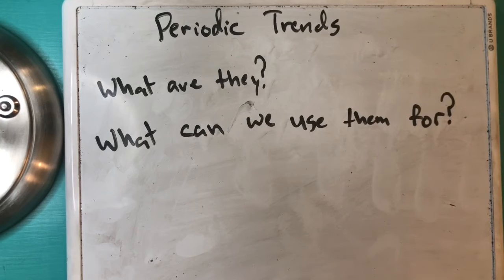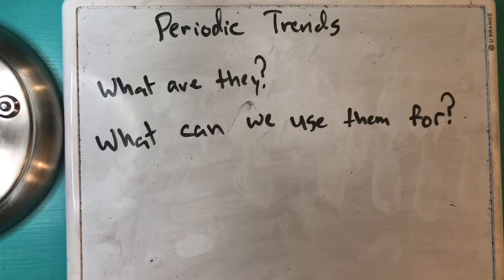So for this first AP Chem review, we're going to be talking about periodic trends. This is probably something you definitely learned early on in chemistry, and you most likely forgot it. So to kind of review, what are they and what can we use them for? So to answer the first question, what are they? Periodic trends are trends in data that we see as we move up or down or across the periodic table.